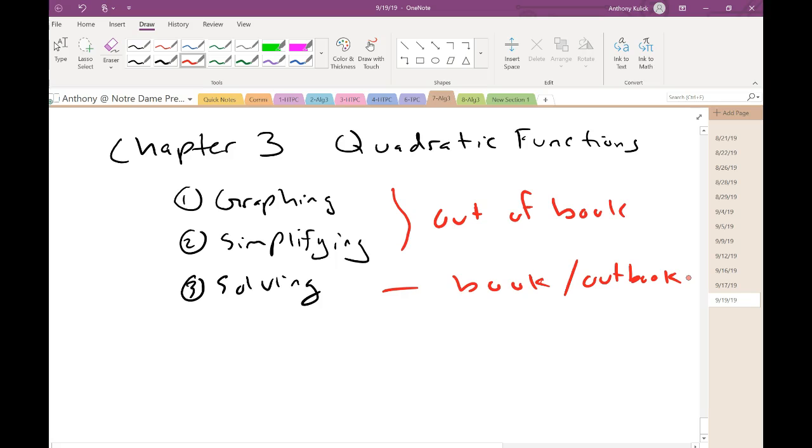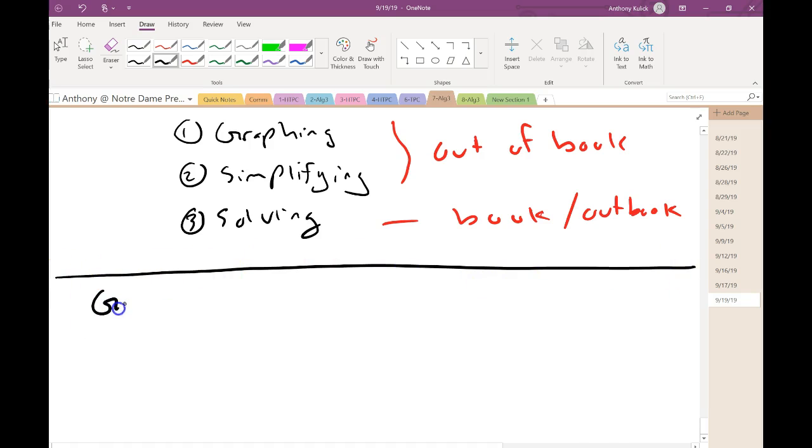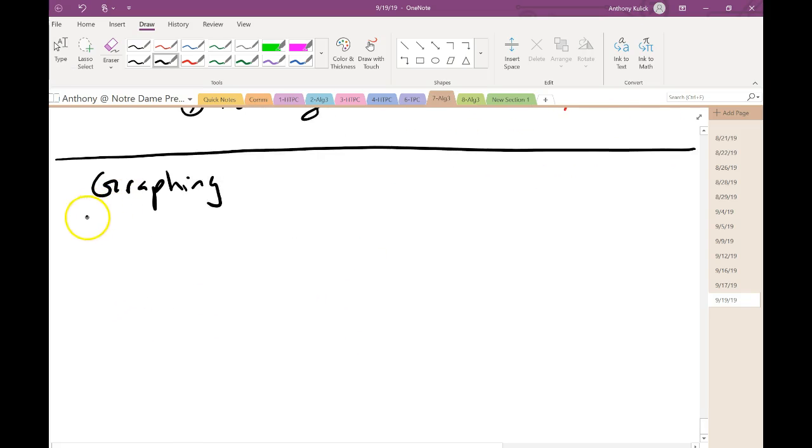So notes here will be important because not everything we're going to talk about is explicitly in our textbook. So we're going to start by talking about graphing. So we'll start with the definition.